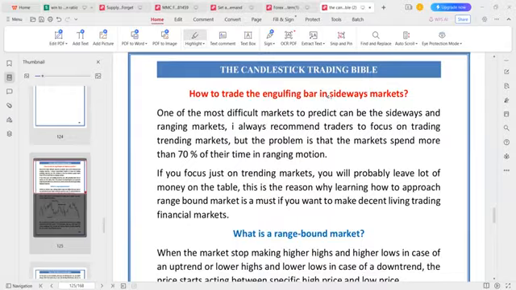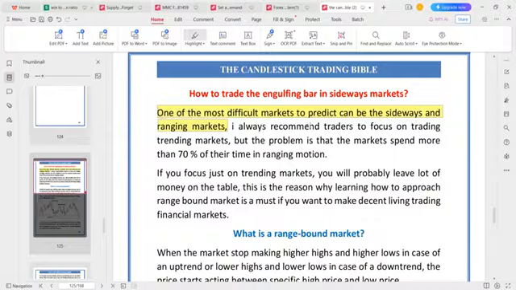All right, how to trade the engulfing bar in sideways markets. What are sideways markets? One of the most difficult markets to predict can be the sideways and ranging market. This is one of the most difficult because usually you might feel that price is reversing. At the same time, it will just be ranging.